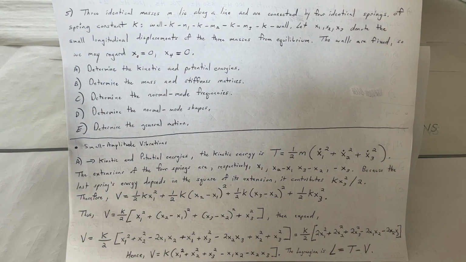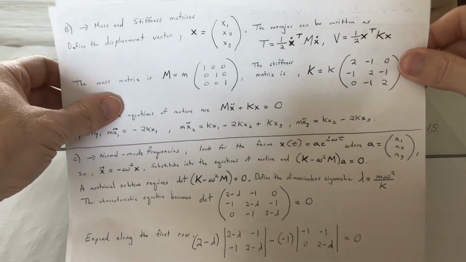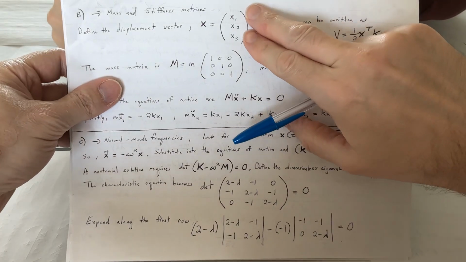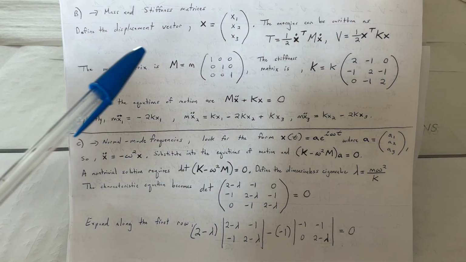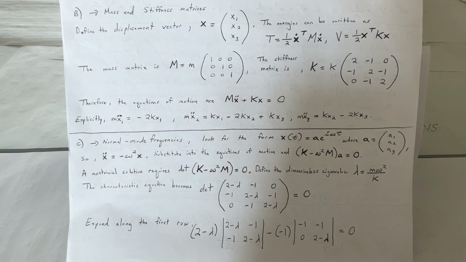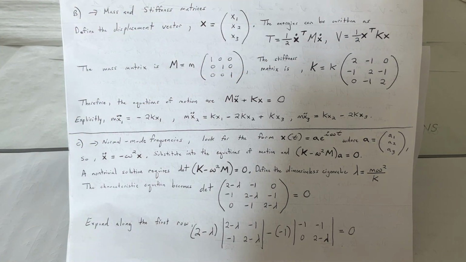Part B, we want to determine the mass and the stiffness matrices. So building on this for part B, define the displacement vector x equals this column x sub 1, x sub 2, x sub 3. And the energies can be written as the following. T equals 1/2 x dot transpose M x dot. V equals 1/2 x transpose K x.